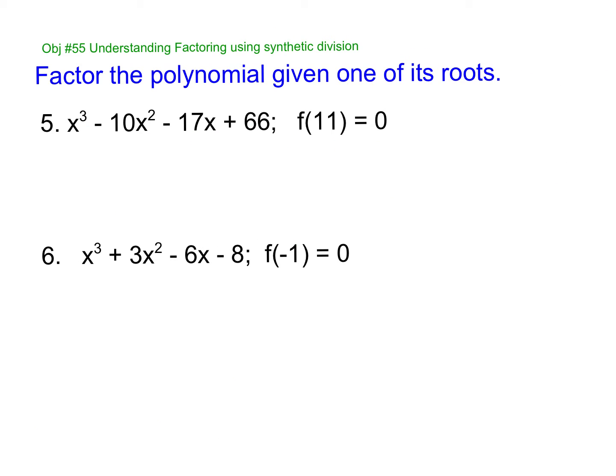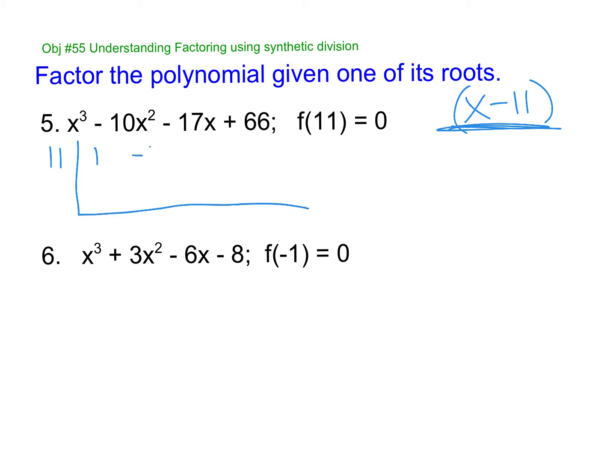Okay. Now, what if I gave you, instead of the factor, I gave you the root? Right? So we actually talked about this. If f of 11 equals 0, that means x minus 11 is a factor. Right? So 11, we can go on the outside, and this will divide out the polynomial. So we don't have to switch the sign this time, we're just going to put 11 out, because f of 11 came from the factor x minus 11.